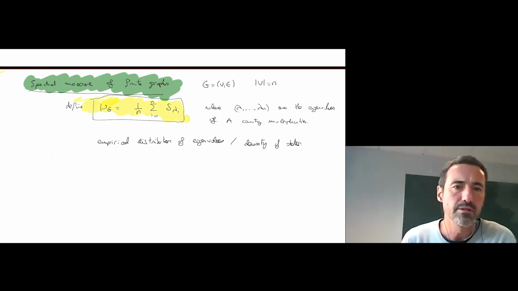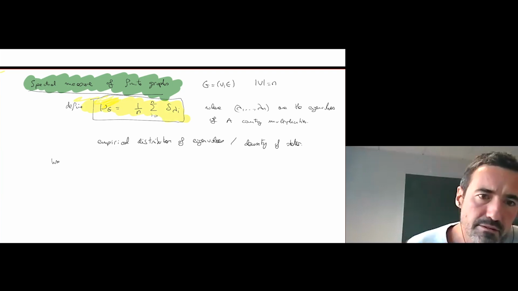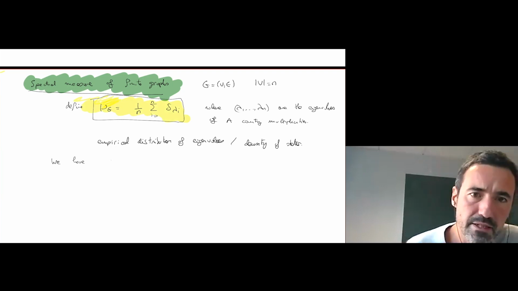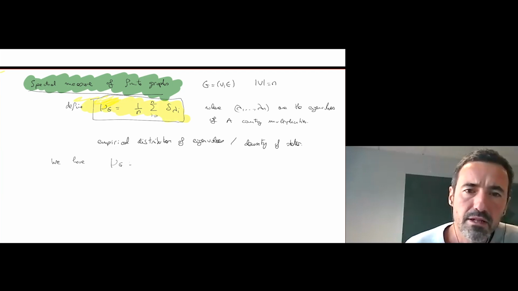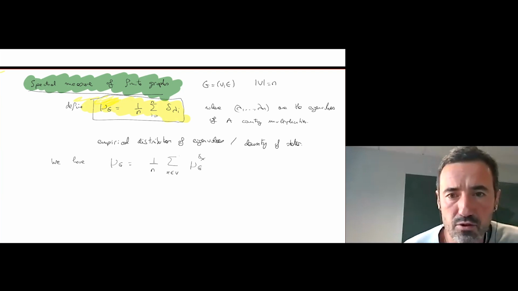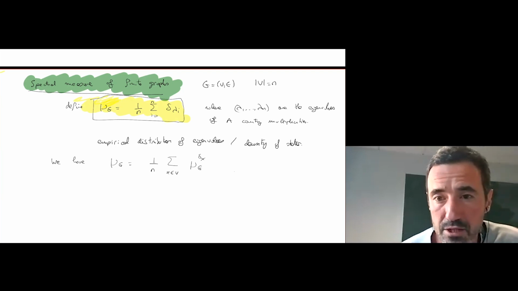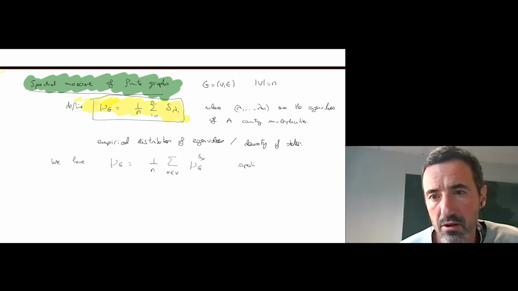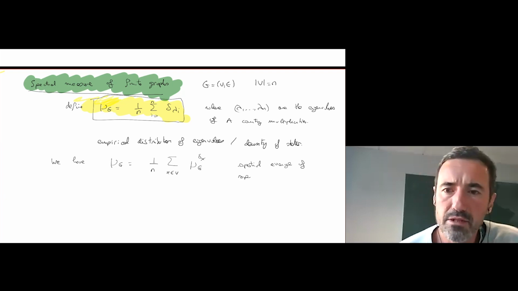Okay. So we have that mu G is also the average of the spectral measures at the vertices. It's also the spatial average of the pointed spectral measures, of spectral measures at vectors.